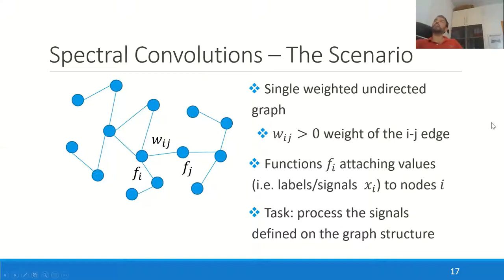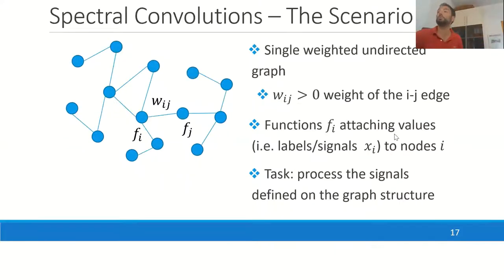Okay, meaning that there can be a weight Wij between two nodes. Okay, now we do have labels attached to nodes, and we hypothesize the existence of this function that is attaching values, or if you want, labels or signals, okay, xi to nodes i. So this is the equivalent of having labels attached to nodes. So there is a graph with signals attached to nodes, okay? So this is my Fourier setting. What I would like to do is to decompose the signal in the graph into a suitable orthonormal basis.